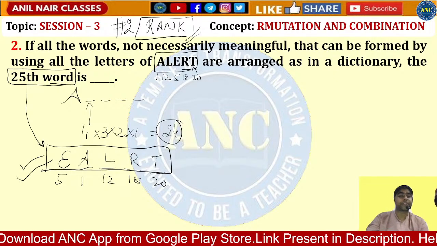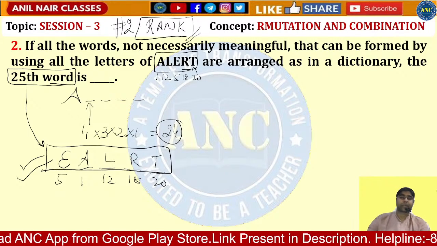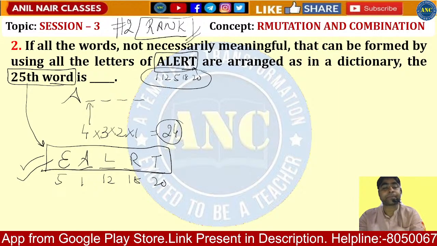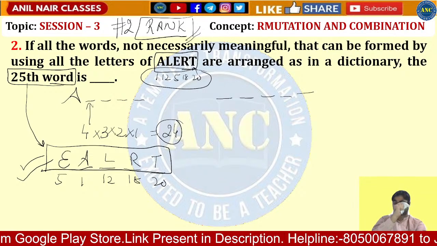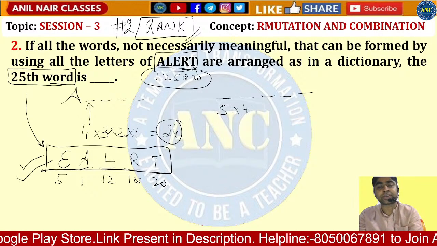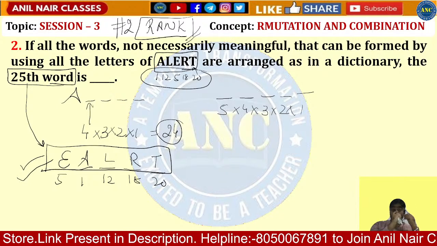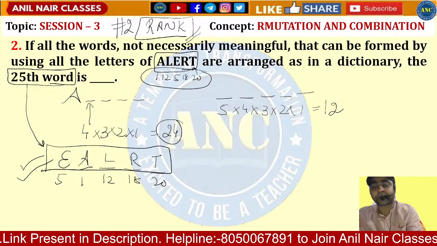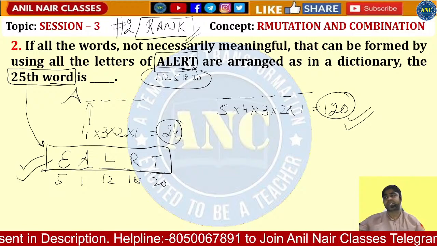Understanding my point? So, just to take some more examples for you, if I say, what are the total number of words that can be formed? I have 5 options for this. I have 120 options, right?